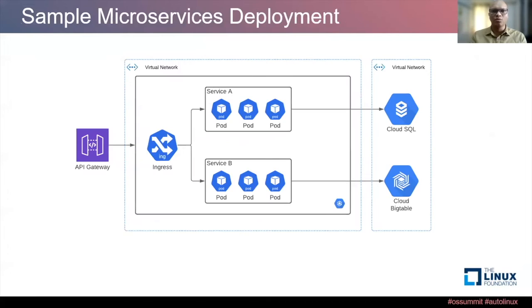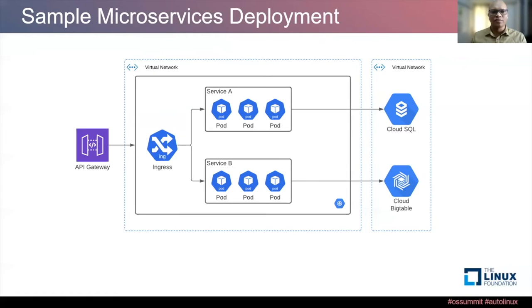Now let's look at a sample microservice deployment. This is a very simple microservice deployment. If you add service mesh and all, then it will become more complicated. However, this is normally how it looks, right? You might have an API gateway where you host your endpoint, then in your Kubernetes cluster, you will have an ingress controller which will talk to your API gateway, and then you will have services. The services in turn will talk to your pod. The pod is your application, and you can have multiple replicas of your pod.